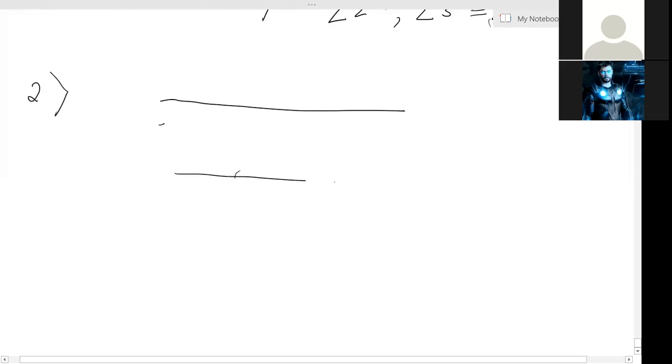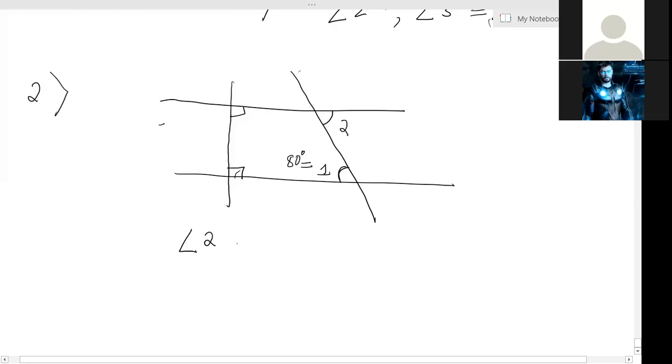These are two parallel lines. This is 90 degree. This is 90 degree. This is a transversal. We are going to call this angle number 1, and this we are going to call angle number 2. Angle number 1 is 80 degrees. So now find angle number 2.